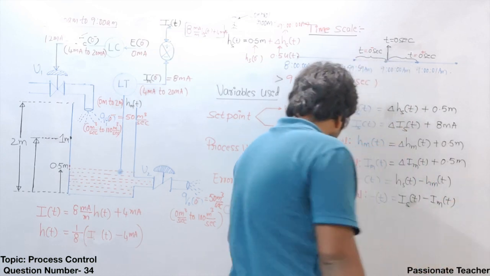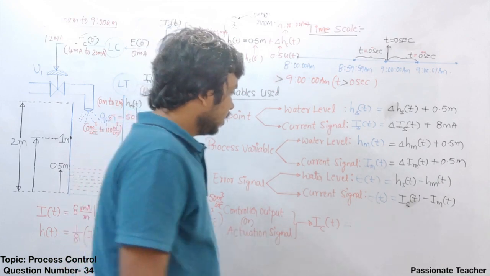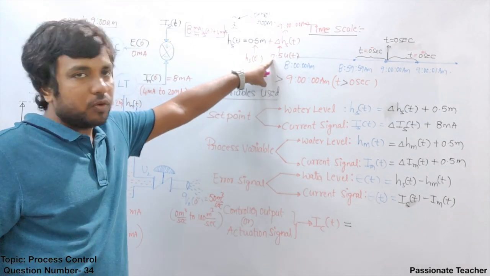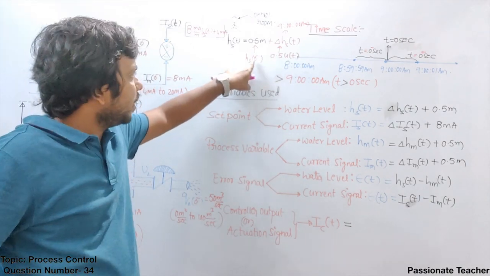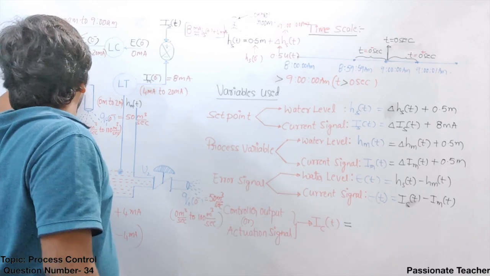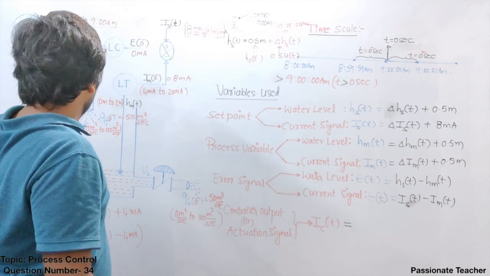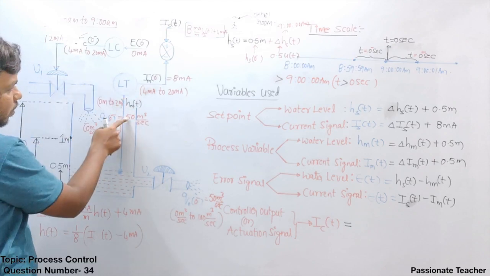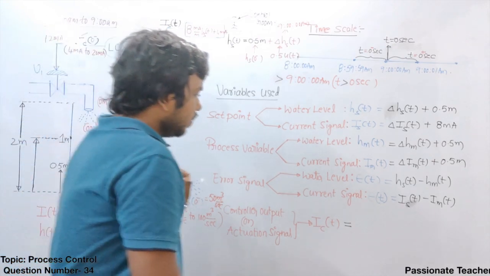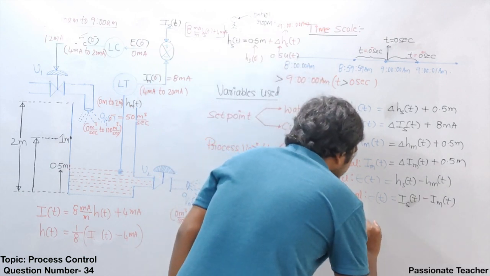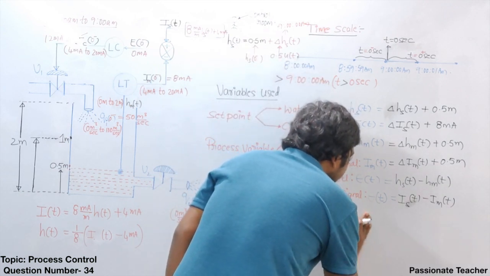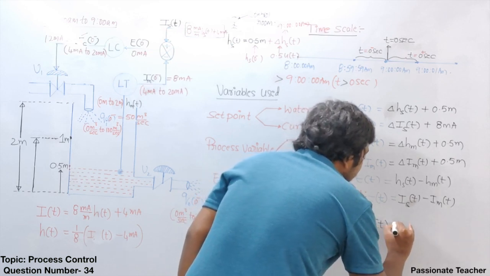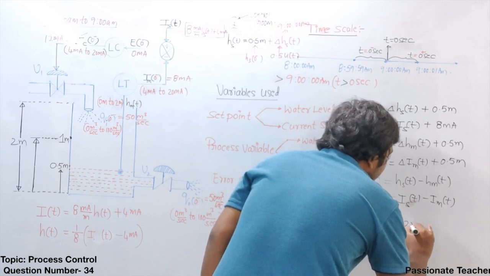Clear? And when it comes to the controller output current, the controller output will also change. Correct, because when you want the water level to be higher than 0.5 meter, naturally it should generate more current. When it generates more current, the valve is going to open more and the water level is going to increase because the flow rate will increase. This means the current generated by the controller should also change with respect to the set point, that is delta Ic of t plus the initial current of 12 milliampere.